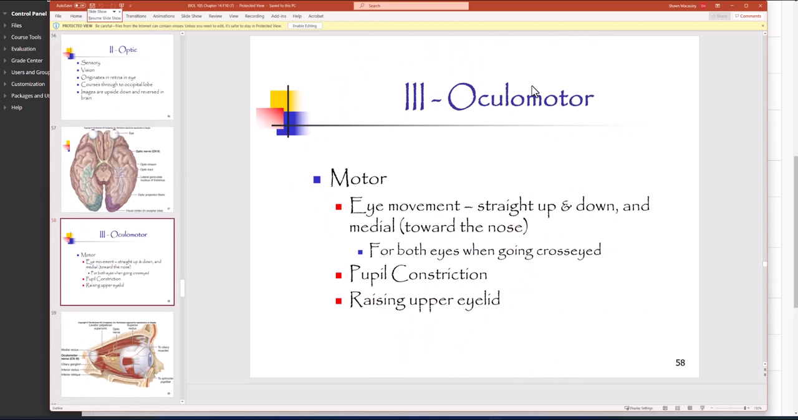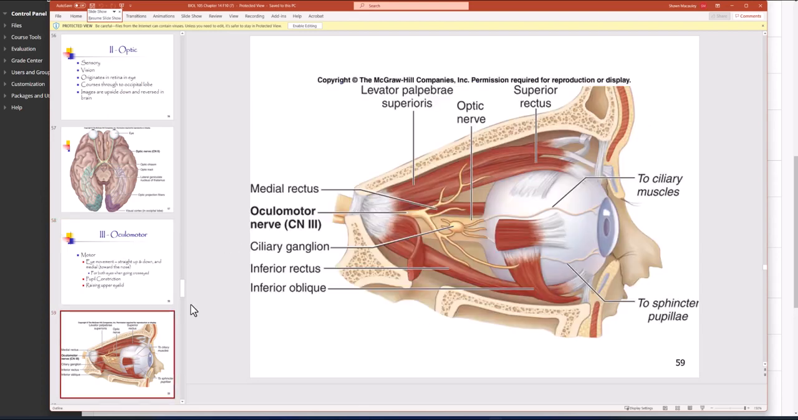Number three, the oculomotor tells you what it does. It's moving the eye, but we need to know in what directions. It is moving the eye straight up and down and inward toward your nose, looking down at the tip of your nose as if you're going cross-eyed. So it is moving four of the six eye muscles. It's also responsible for pupil constriction and raising your upper eyelid.